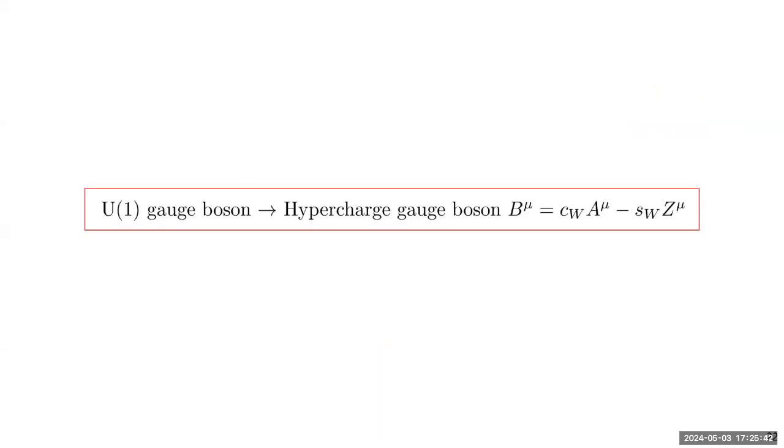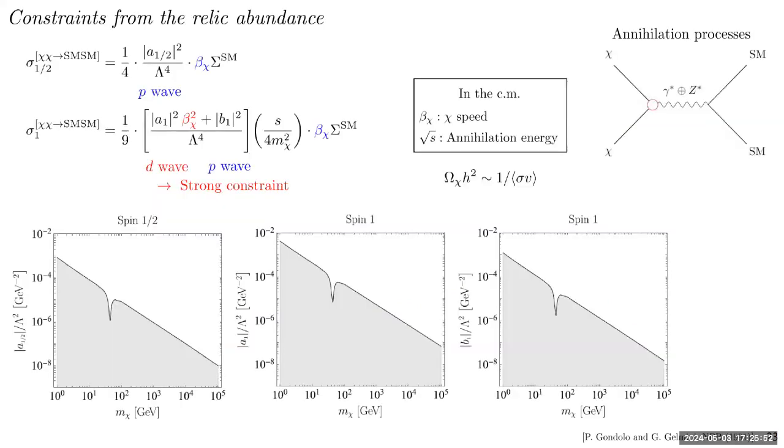So from now on, in order to focus on the numerical analysis, I'm going to fix the U1 gauge boson to be the hypercharge gauge boson, which is given by the linear combination of photon and Z boson. The first constraint comes from the relic abundance. Let me consider this annihilation process.